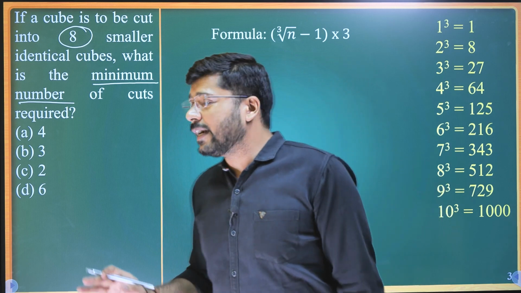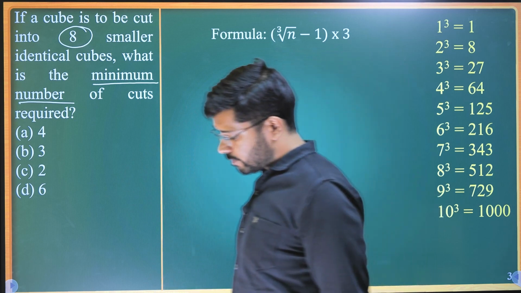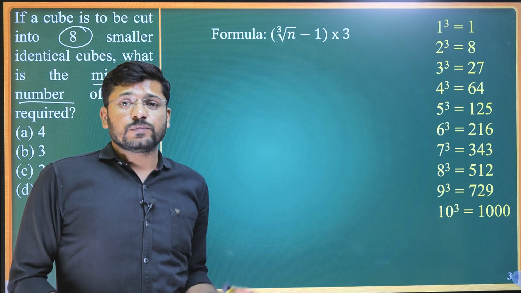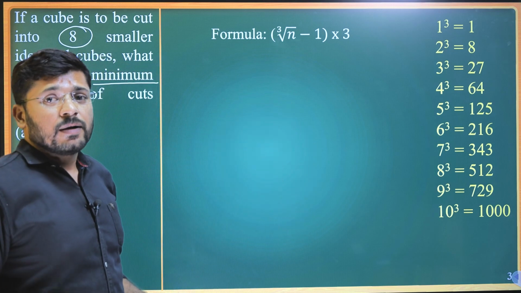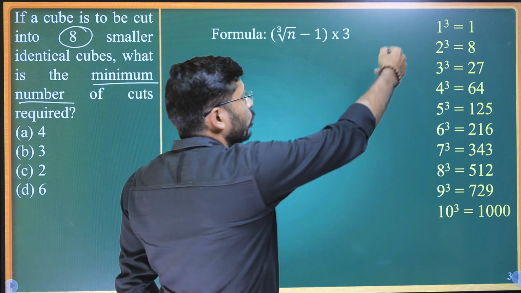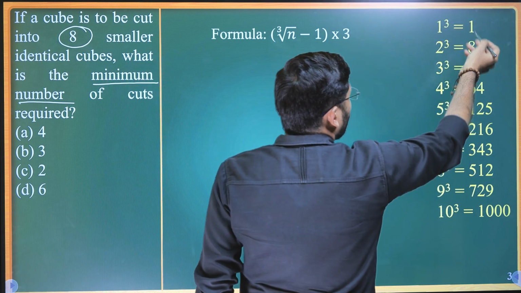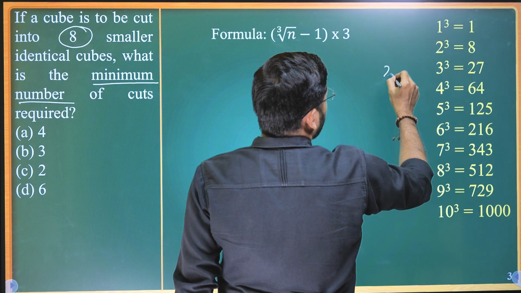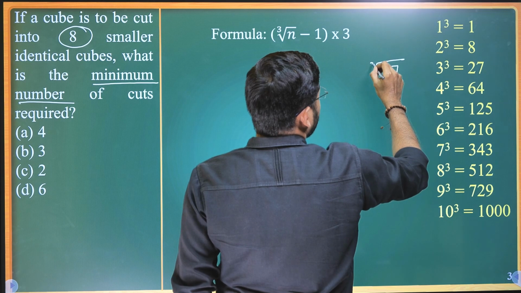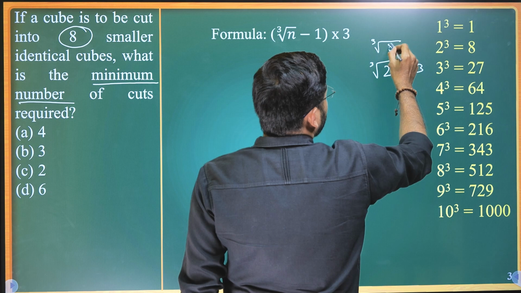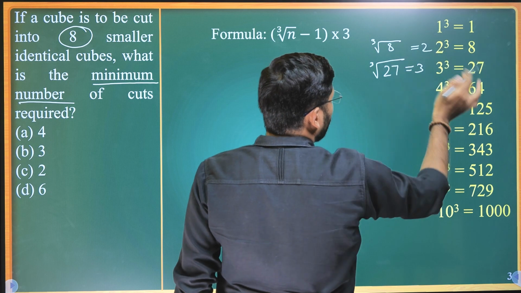There is a ready formula for that. What is the formula? Cube root of n minus 1, into 3. What is cube root of n? These are the cube numbers. 1 cube is 1, 2 cube is 8, 3 cube is 27. In a similar way, the cube root of 27 would be 3, and the cube root of 8 would be 2. It is just the converse of it.